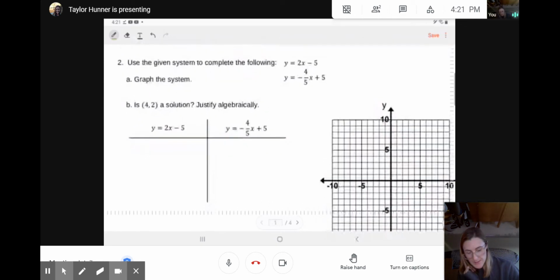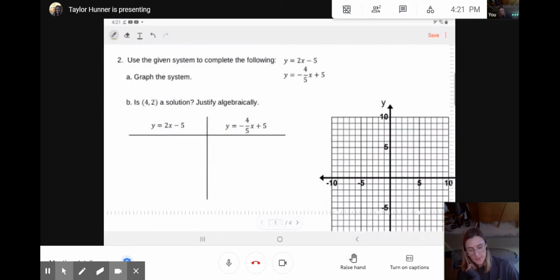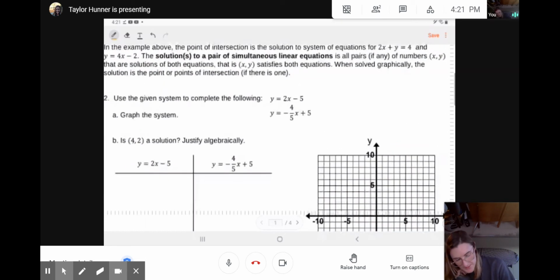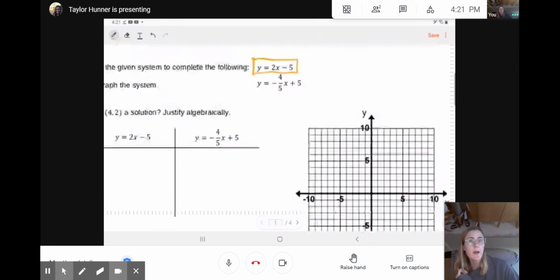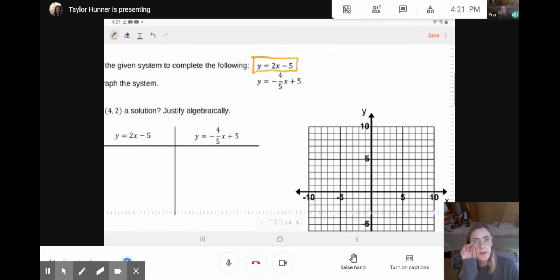So number 2, use the given system to complete the following. Graph the system. Again, I'm going to use different colors to break this up. So we're going to start with y equals 2x minus 5. I would really encourage you to pause the video here and graph this on your own to make sure that you can graph this on your own.